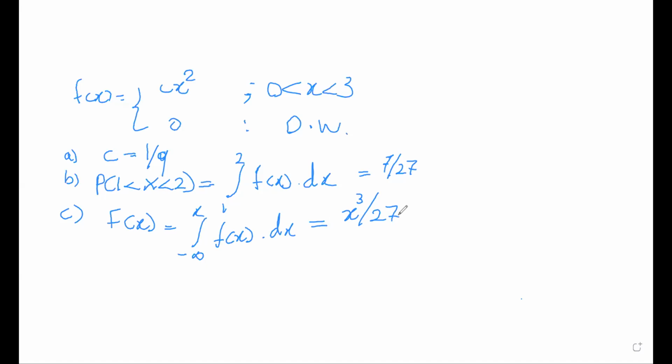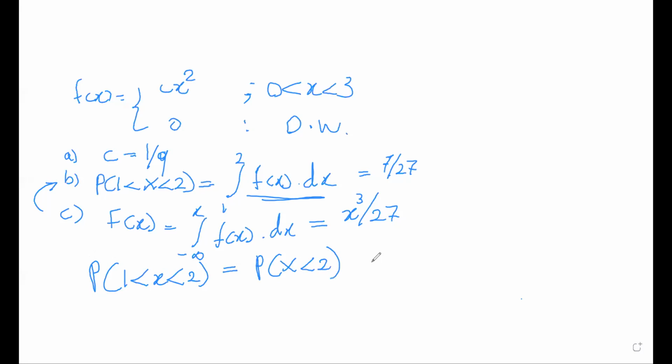And using this cumulative or distribution function, we can find this probability as well. Without using this equation, we can find part B using the distribution function in part C. Right? So how can we do that? We can write probability x in between 1 and 2, equal to probability of x less than 2 minus probability of x less than 1. Is that okay to write this? Since the capital F(x) denotes the cumulative probability, as you can remember.